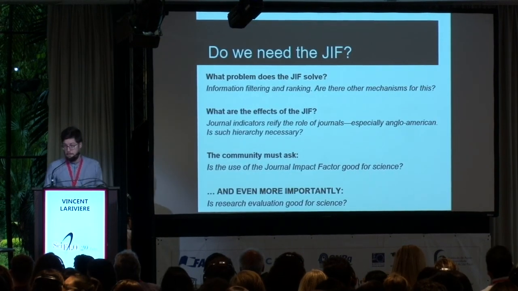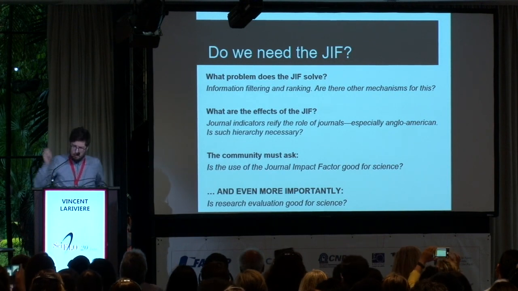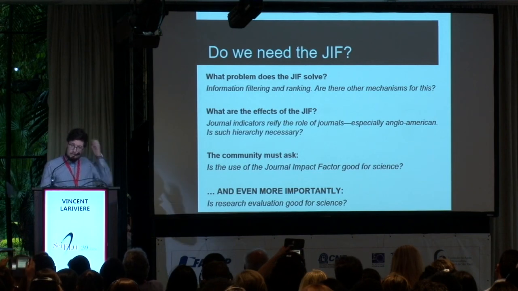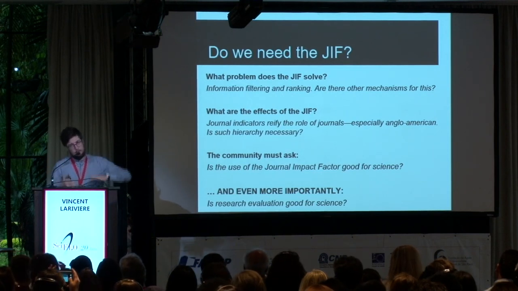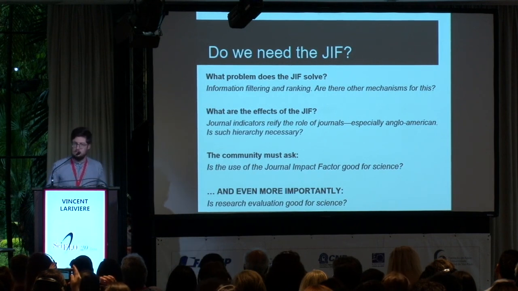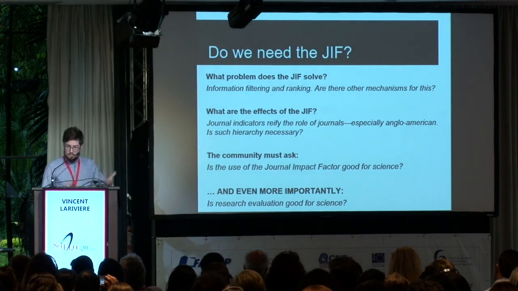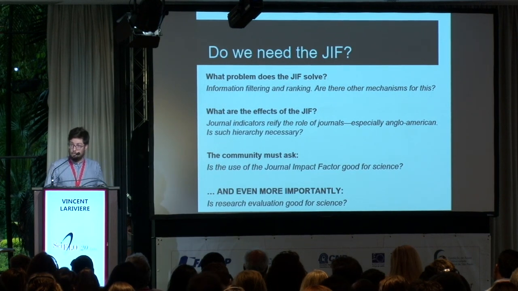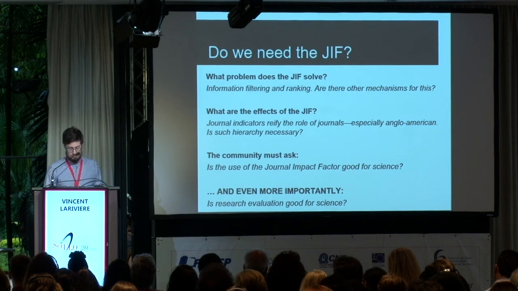So to conclude, do we actually need the journal impact factor? What is the problem that the journal impact factor solves in the scholarly community? I would say that it's information filtering and ranking, but I would believe that, at least at the paper level, we have much better indicators to do that. The journal impact factor has sizable effects. It reifies the role of journals, especially Anglo-American ones, and this has a cost for the rest of the world, and you can tell that to your librarian. That has a sizable financial cost.